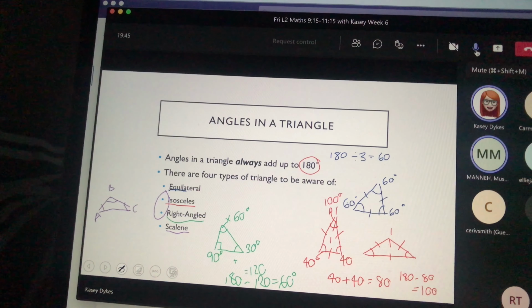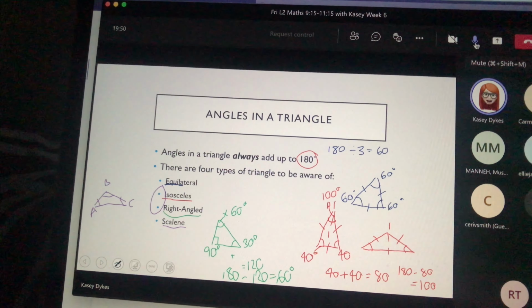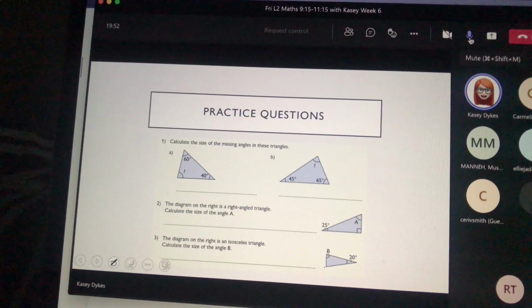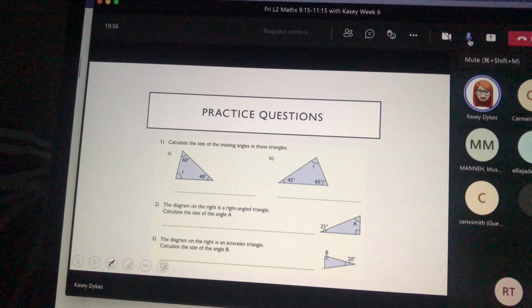Okay, thank you. Okay, so I'm going to give you some practice questions based on triangles, like so. Give you a couple of minutes to solve these 4 questions, and then we can go.